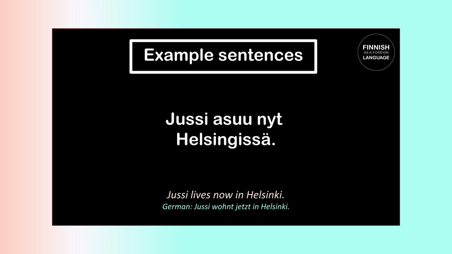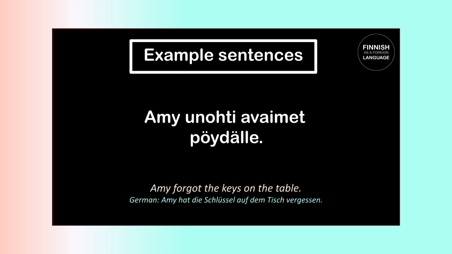Next one. Amy unohti avaimet pöydällä. Amy forgot the keys on the table. Remember, unohta is a verb that requires either the illative case or the allative case. Here we have to use the allative case, so that's why we say pöydällä. Amy unohti avaimet pöydällä. Amy forgot the keys on the table.